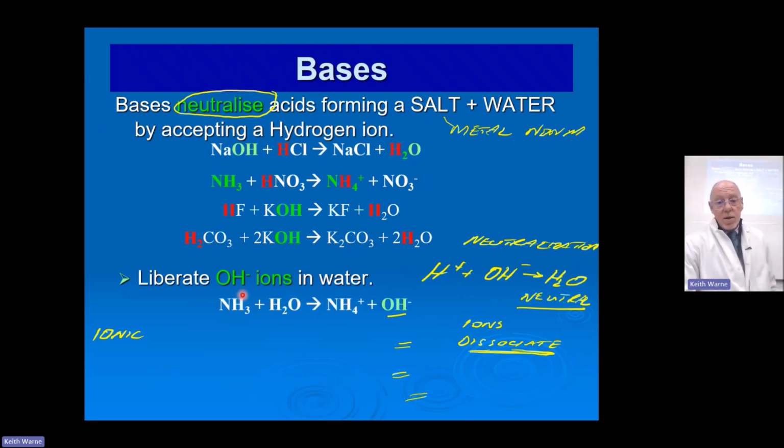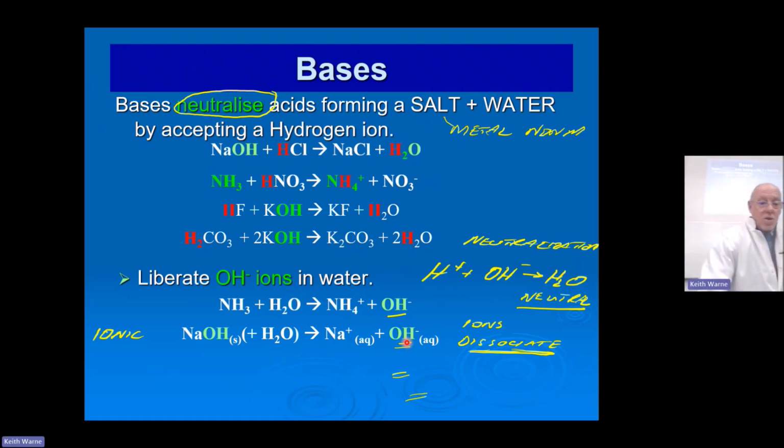So how do they work? Here's a few examples. Ammonia, if you put it in water, gives you NH4 plus and OH minus. So there's the base nature, right? Sodium hydroxide, put it in water, you get sodium ions and hydroxide ions. Now, I've put the water here in brackets because it's not a reaction. It's just dissolving.